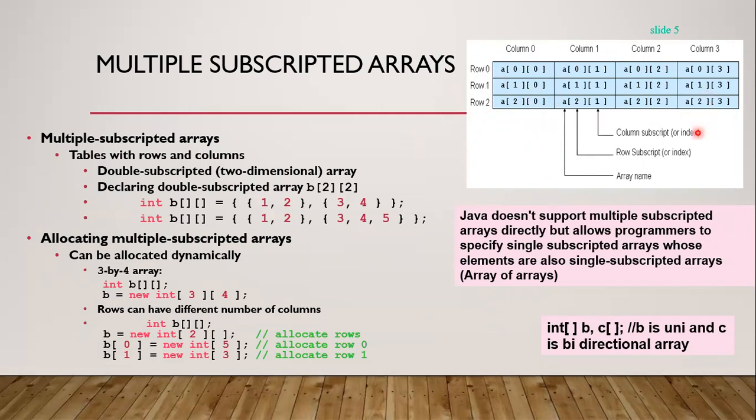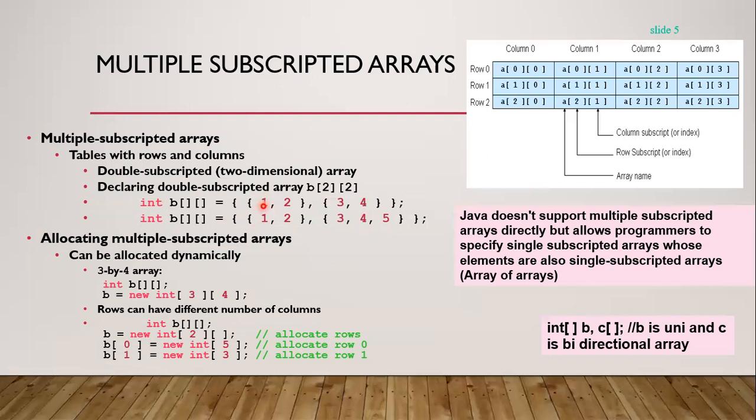As we know, in our daily life, we have to create some data structure, or we have to represent the data structure in tabular form on the screen, and we need to store the data accordingly. So an array of 2 dimensions or multiple dimensions can be useful. Multiple subscripted arrays can have rows and columns. Here is an example of a 2 by 2 array and a 2 by 3 array, and the initialization happening.